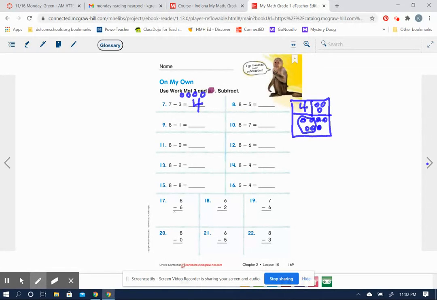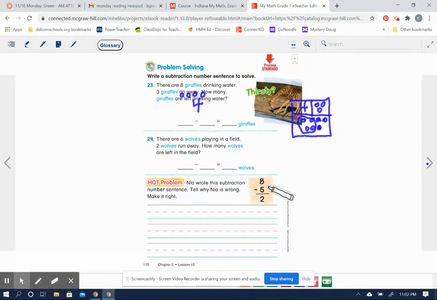Okay, now the back side, let's take a look at that because there's usually some written things to do. And let me erase this. It says, there are 8 giraffes drinking water. 3 of the giraffes go away. How many giraffes are left drinking water? Can you help me make a number sentence here? How many did we start with? 8 giraffes. 8 would be the whole number. And 3 giraffes go away, so that's how many you're taking away, how many you're subtracting. And how many giraffes are left drinking water?